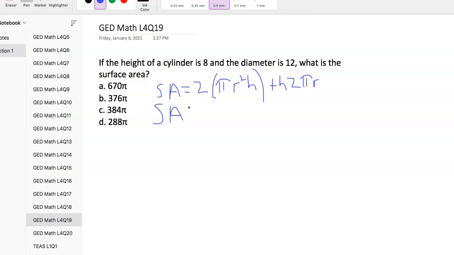Surface area. Now we're really just plugging in. If you've memorized the formula, you've done the hard part. Then it's just a question of plugging in. So we carry that 2 down, carry the pi. So it's 2 times pi, and the first question is radius. It says here diameter is 12, so we want to know that radius is half of a diameter. That means this radius is going to be 6 squared times 8.